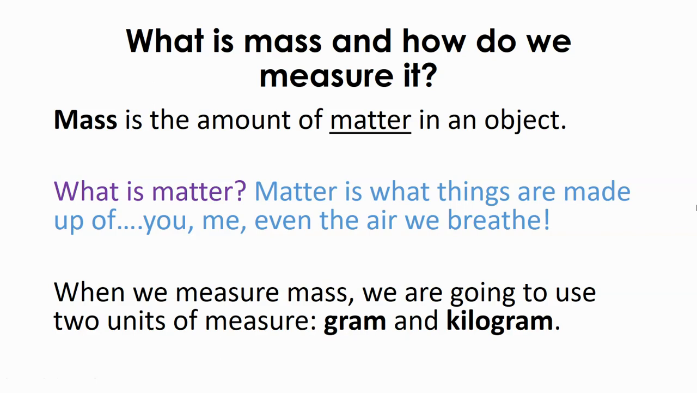Mass is the amount of matter in an object. And if you're wondering what the word matter means, matter is what things are made up of. If you think about yourself or me, even the air we breathe is made out of matter. It can be a solid, it can be a liquid, it can be a gas, but everything around us is made up of matter. So mass is the amount of matter inside an object. And when we're measuring mass, we are going to use two units of measure in third grade. We're going to use grams and kilograms.